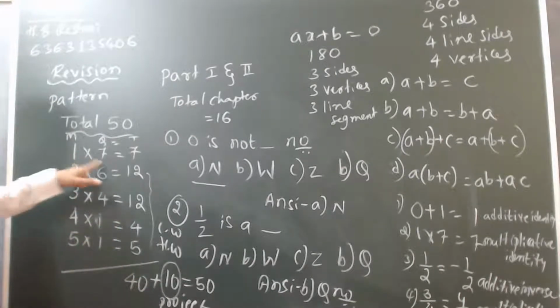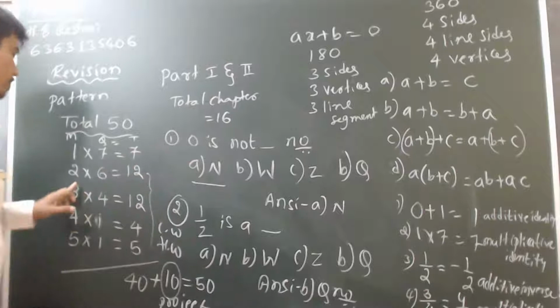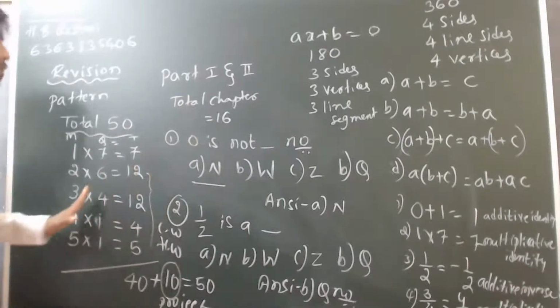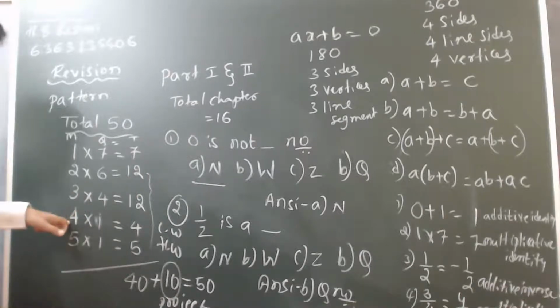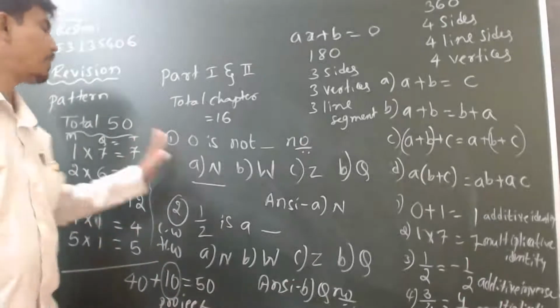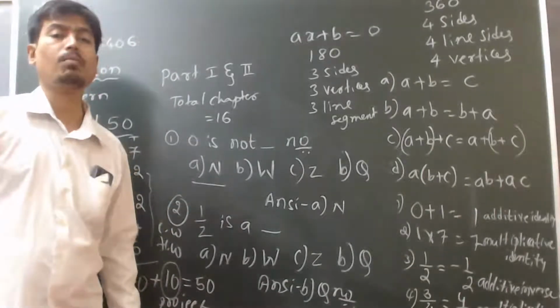What is that? 1 mark questions, they are objectives. 2 marks, how many questions? 6 questions from all the important chapters. Even 3 marks, 4 marks, and 5 marks. Now I am going to explain which are the 4 marks and 5 marks questions. So no need to worry about that.